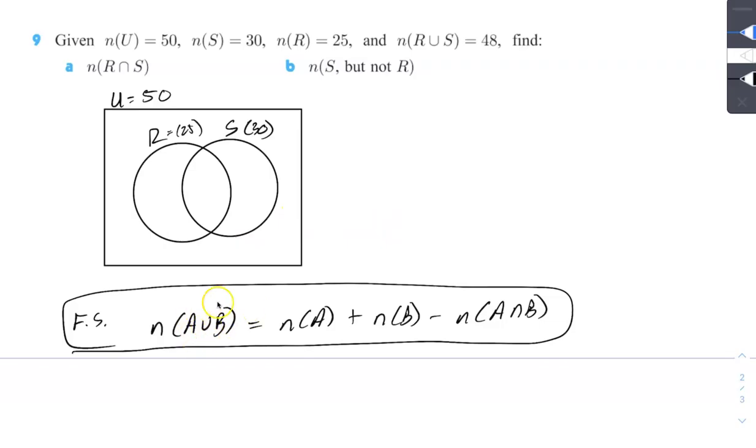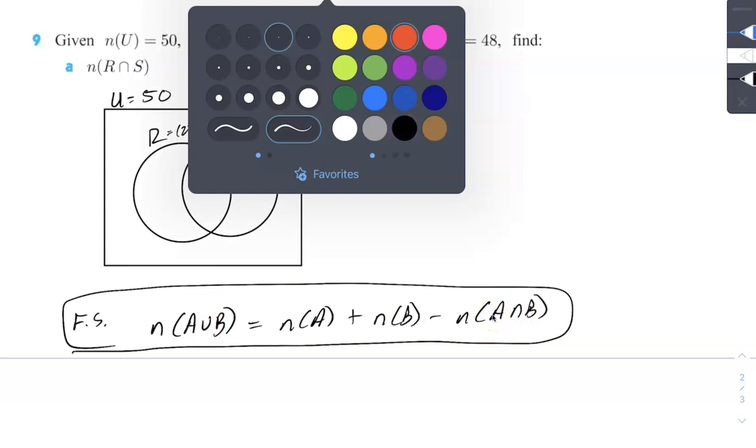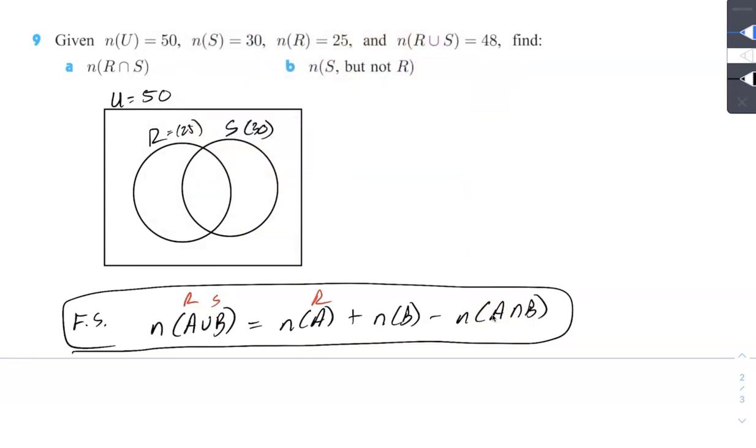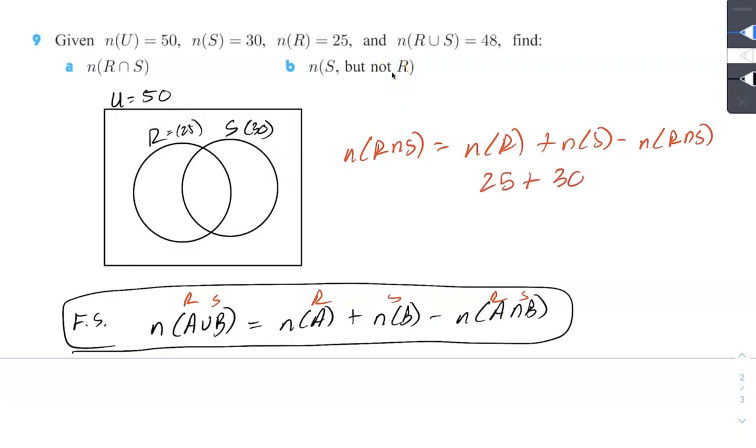So I know I'm looking for the intersection. Now again, we have R and S, so we're just going to change everything. So I'm going to have the number in R union S equals the number in R plus the number in S minus the intersection of R and S. Now look what we have. We have R is 25. S is 30. The intersection I don't know, so I'm looking for it. I'll put an X there. And then I do have the union, which is 48. And I wrote it wrong in my formula right here. That should have been R union S. So this is 48.